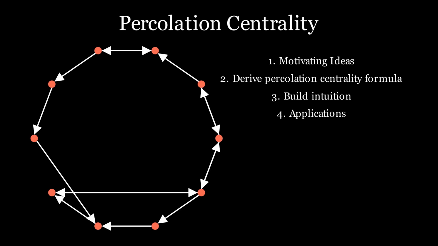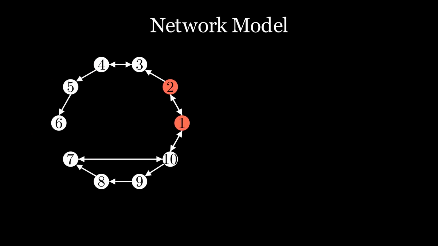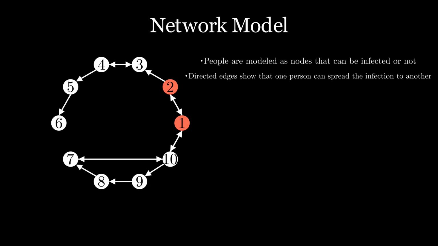Before we begin, for the purposes of this video, when we have an edge that has an arrow in both directions, it stands for two directed edges, one going in each direction. Let's consider a virus spreading through a connected, directed network of people. Each person is modeled as a node, and if a person A can spread the virus to a person B, we draw a directed edge from A to B.